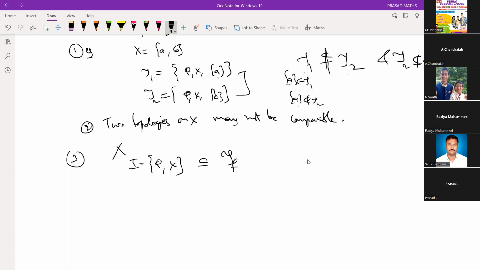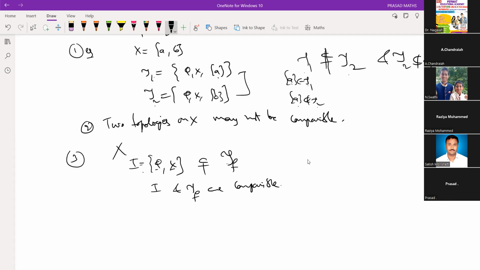Because the cofinite topology contains empty set and X. Yes or no? So therefore, this is always a subset of this. Therefore, these two topologies are comparable. Understand?